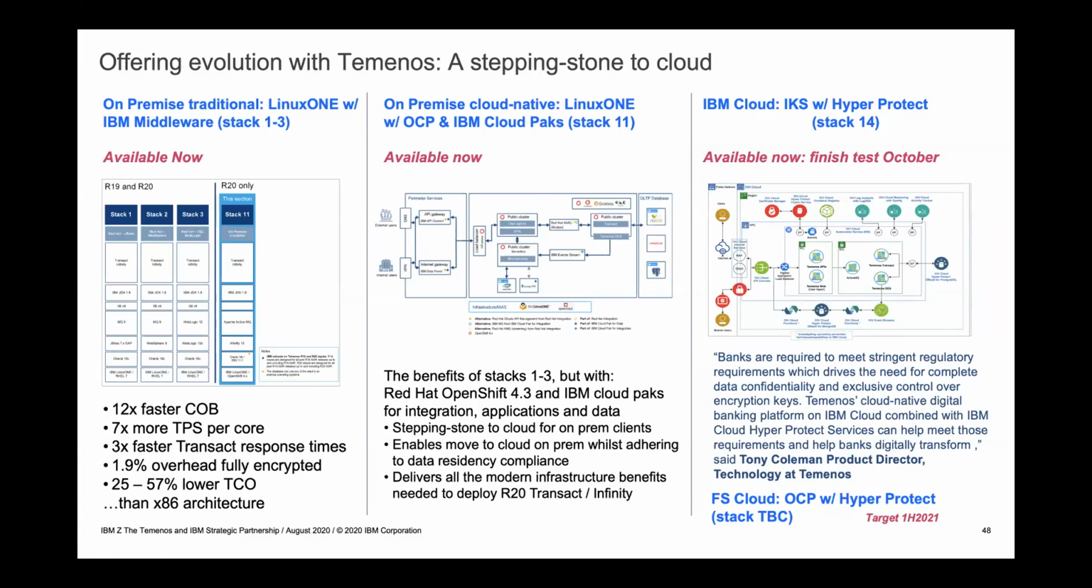And moving towards a new announcement we have, the IBM Financial Services Cloud. In that space, we're doing a lot of work with Temenos, and they're one of the early adopters of that technology and onboarding onto it. So there are some really exciting times in terms of the offerings we've got lined up with Temenos and where we're going. Next slide, please, Harpreet.